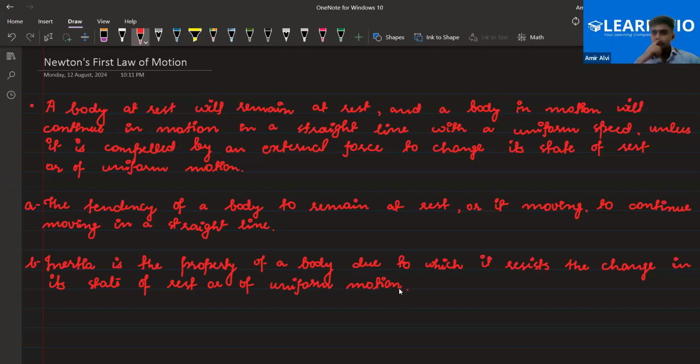So inertia is a property that will not allow the state of a body to change. It means the body remains in the same state.